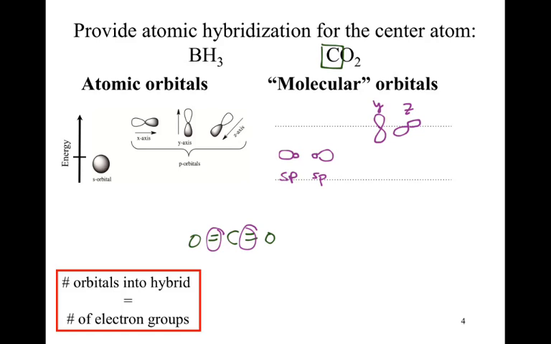The easiest thing to do is to reference the red box, identify your electron groups, turn that into the orbitals of your hybrid, and that's really all you need out of hybridization theory. So why do we do this?